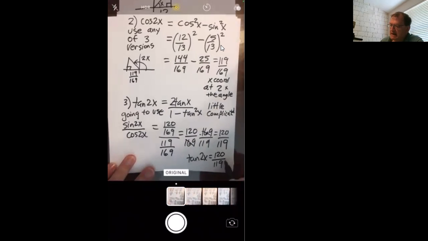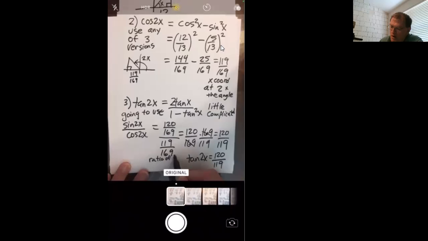The ratio of y to x at twice the angle. It's the ratio y over x at twice the angle.